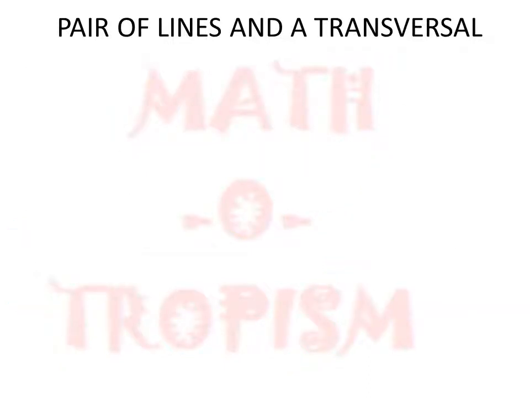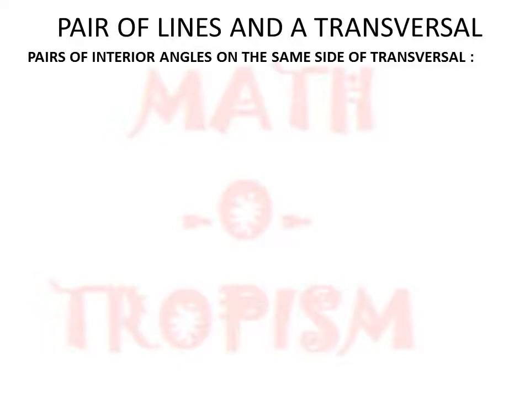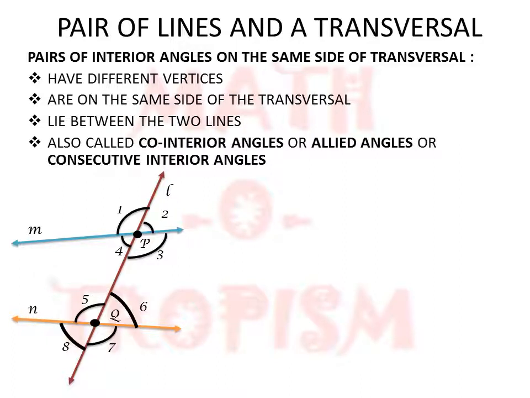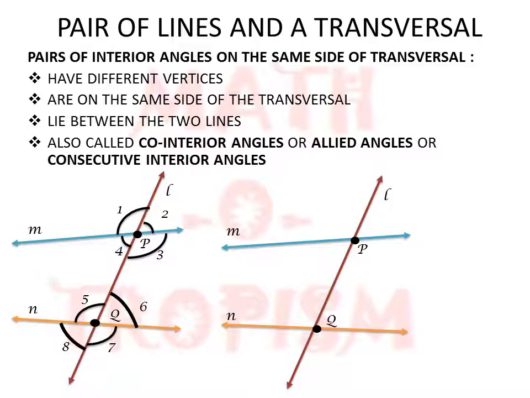Next we are going to see the pairs of interior angles on the same side of the transversal. Again we are going to talk about the interior angles, which means the angles which are between M and N. The angles were 3, 4, 5 and 6, and we are going to consider them on the same side of the transversal, meaning to the left or to the right. Remember, these pairs of interior angles on the same side of the transversal are nothing but co-interior angles, or they are also called allied angles or consecutive interior angles.